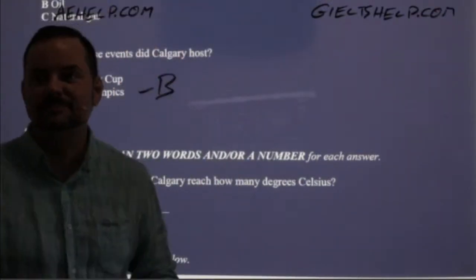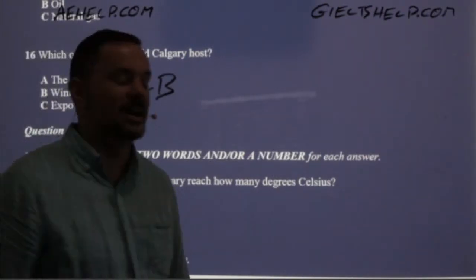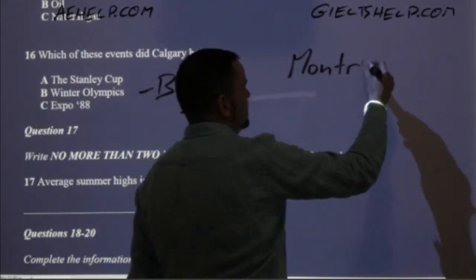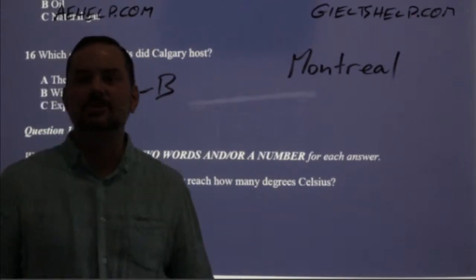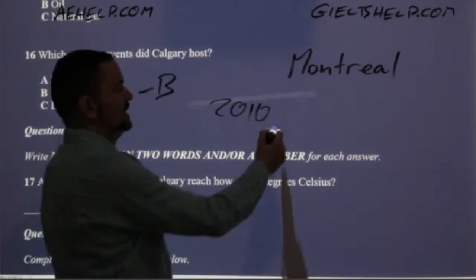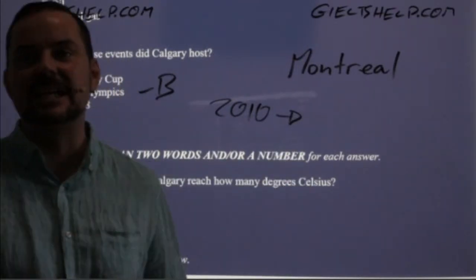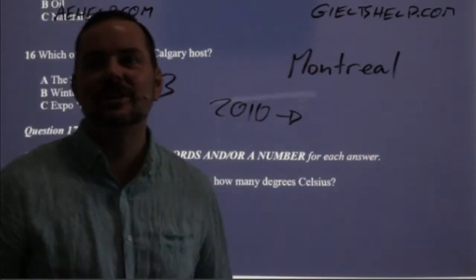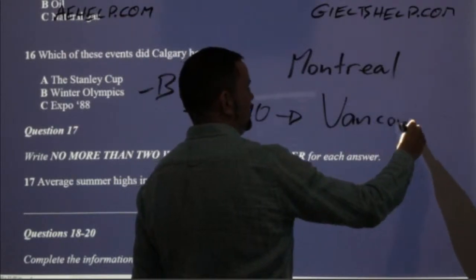Hint, hint. Quebec City, no. Montreal, very good, Nada. Montreal was one of them, yeah. Montreal in Quebec, the province. Montreal hosted, and in 2010, where was the Winter Olympics in 2010? It was in Canada, and they say the name of this city in the audio as well. Hint, hint. Very good, Dana. Vancouver.